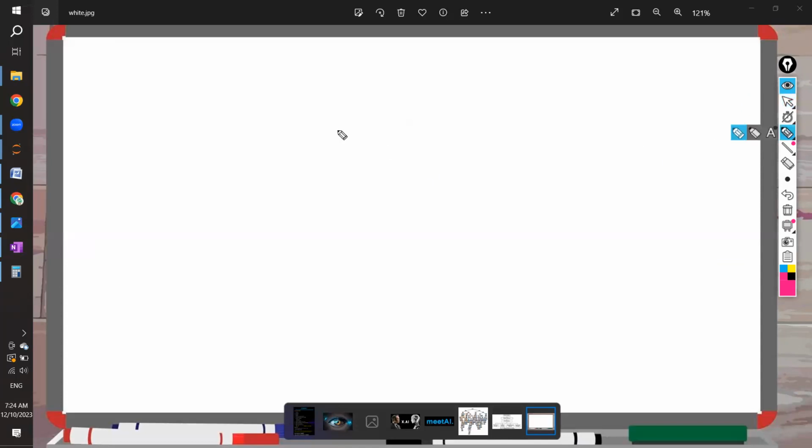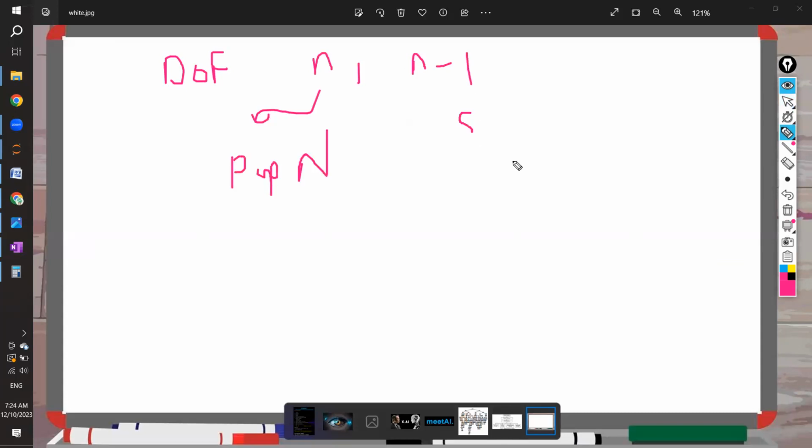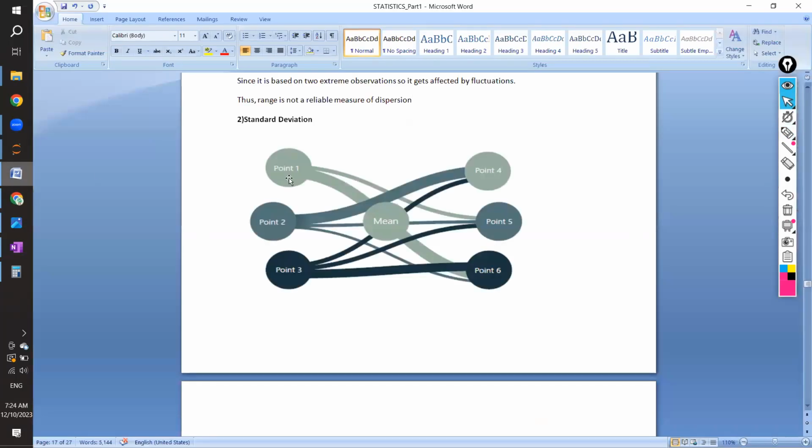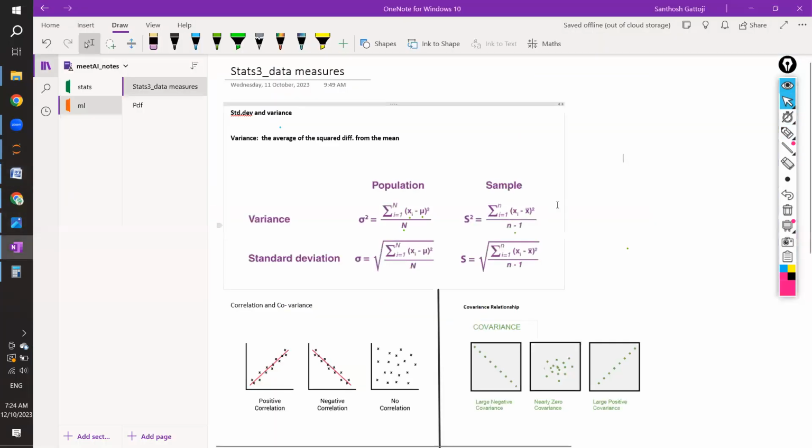But at a high level, you can try to relate it with the degrees of freedom concept, where you are taking n minus 1. The same concept applies here. Population will always be n and sample will always be n minus 1. So with that understanding, that is the reason. I think now you can understand why you are having n and why you are having n minus 1.